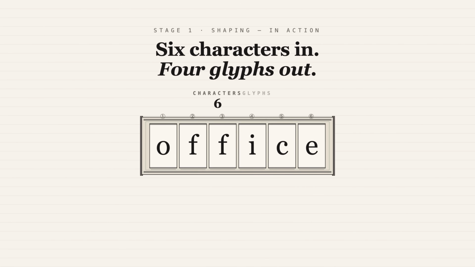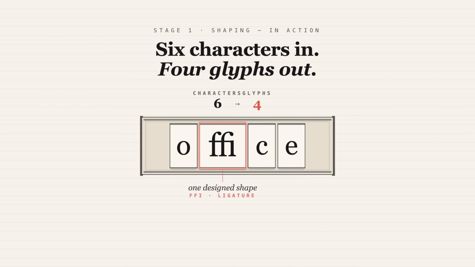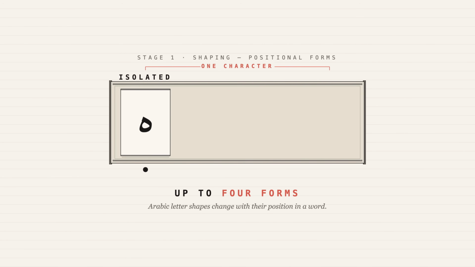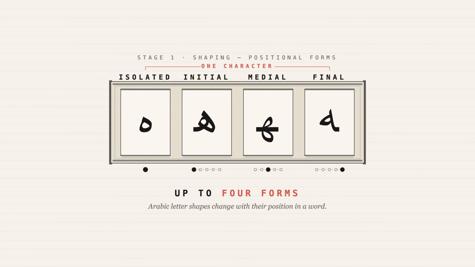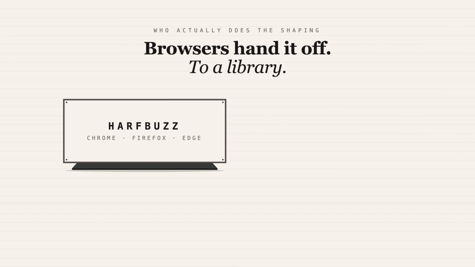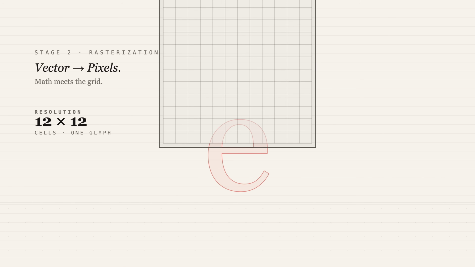Take office from the intro, 6 characters. But FFI gets drawn as one glyph in some fonts, a single designed shape called a ligature. 6 characters in, 4 glyphs out. What you typed and what gets drawn aren't the same list. And ligatures are the easy case. In Arabic, letter shapes change depending on their position in a word. Same character, up to 4 different glyphs. Shaping is complicated enough that Chrome, Firefox, and Edge all hand it off to a library called HarfBuzz. Safari uses Apple's CoreText.